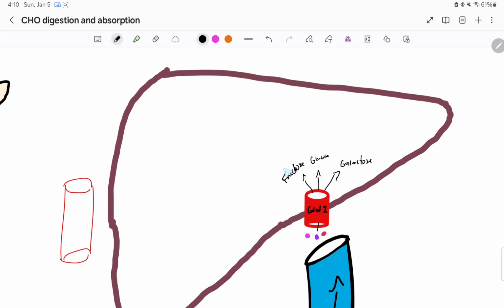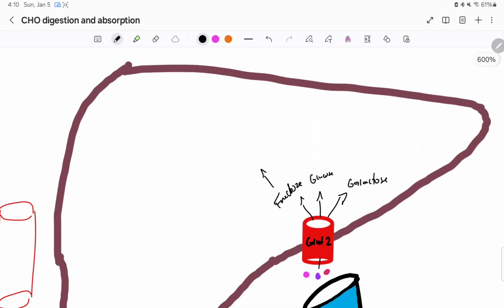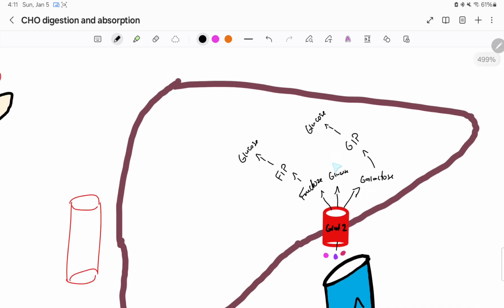Briefly, I'm not going to go into the biochemistry of it, but the liver is going to turn galactose and fructose into glucose. It'll take fructose and turn it into something called fructose 1-phosphate, and through a series of enzymatic steps, it'll turn into glucose. Same thing with galactose: galactose will turn into galactose 1-phosphate, and then eventually to glucose. Now the glucose that comes into the cell has a couple of paths it can take.